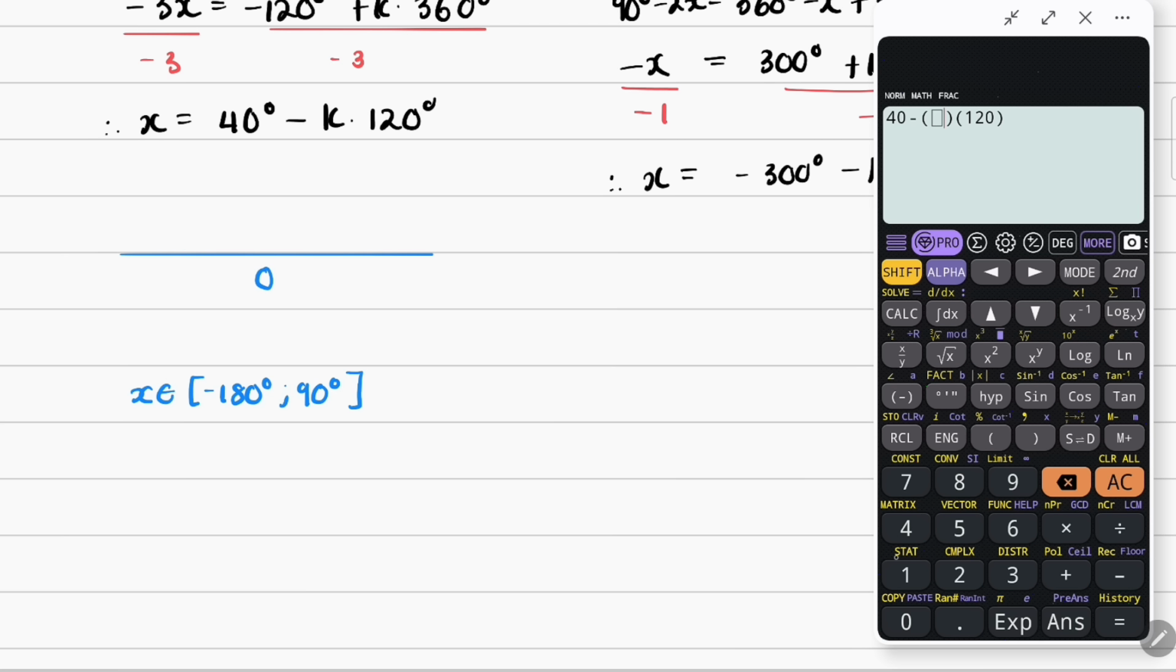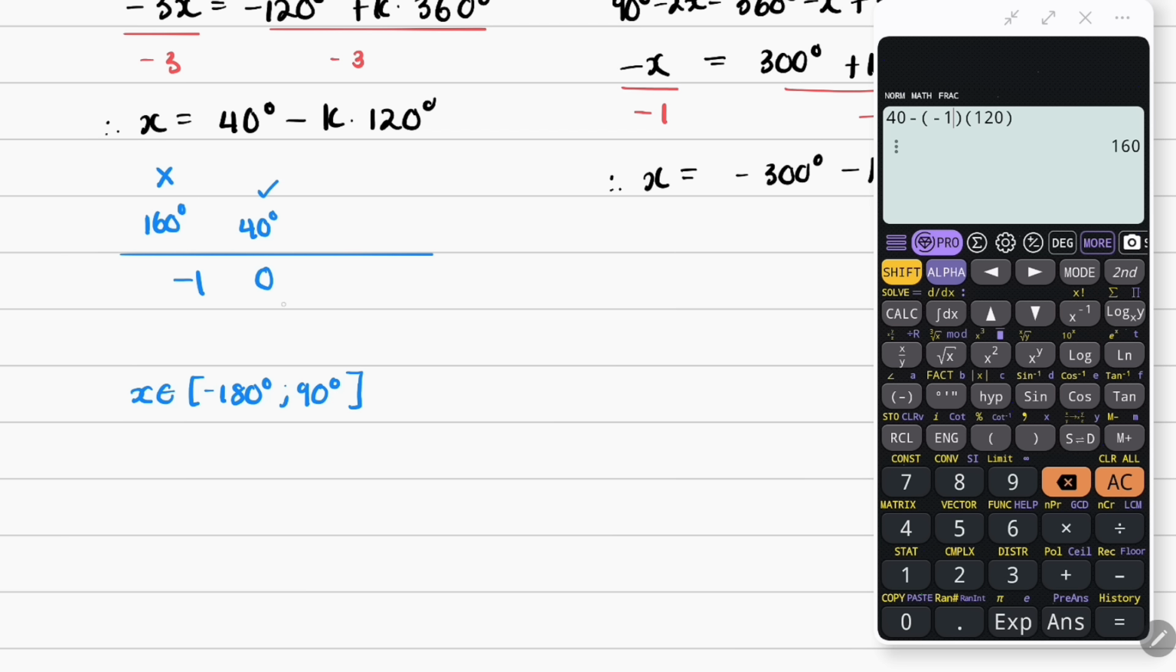And if you substitute 0, you're just going to get 40 degrees. So 40 degrees is a value that is greater than negative 180 degrees, but less than 90 degrees. So we accept that answer. Then you can try negative 1. So in place of 0, if you substitute negative 1, we get 160 degrees. Unfortunately, you see that that goes beyond 90 degrees. So that doesn't work. And so because negative 1 doesn't work, I'm not going to try negative 2 because it's definitely not going to work.